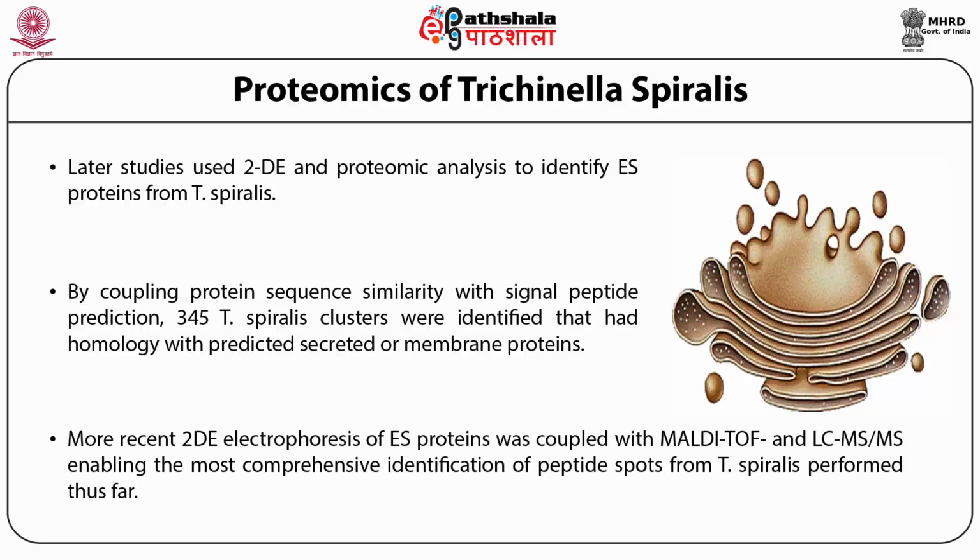Interestingly, the 43 spots represented only 13 different proteins, indicating that there are multiple protein isoforms present in the ES, the most prominent of which are a serine protease, the 45 kilodalton antigen, group 43, and two unidentified open reading frames. To summarize, Trichinella spiralis, commonly known as the pork worm, is a nematode parasite which is able to infect rodents, pigs, horses, bears, and humans.